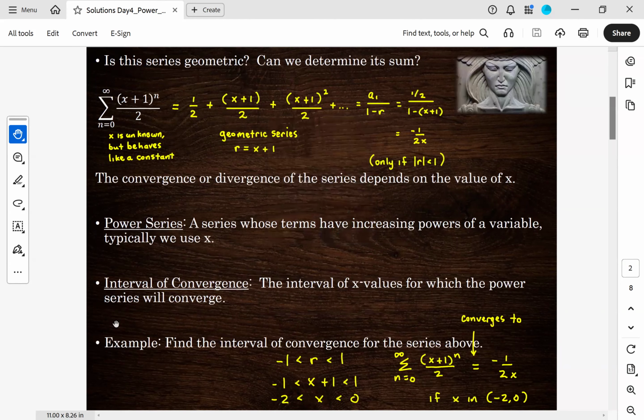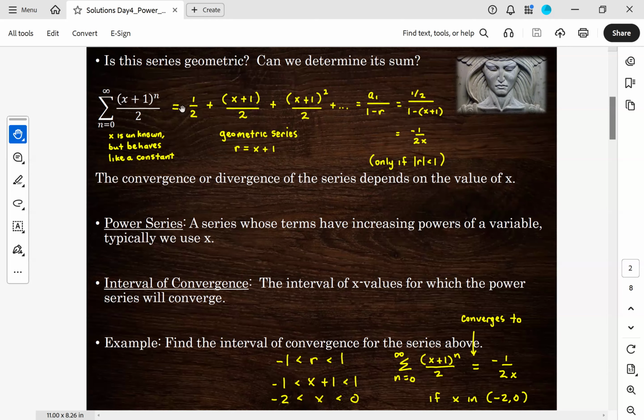All right, so we already did this example in class. Just a quick recap. We write out a few terms. We notice that it's geometric, with our value of r being x plus 1. We call it a power series because the terms have increasing powers on x, or in this case, x plus 1. We use our infinite geometric series sum formula to eventually find a function that this series converges to.